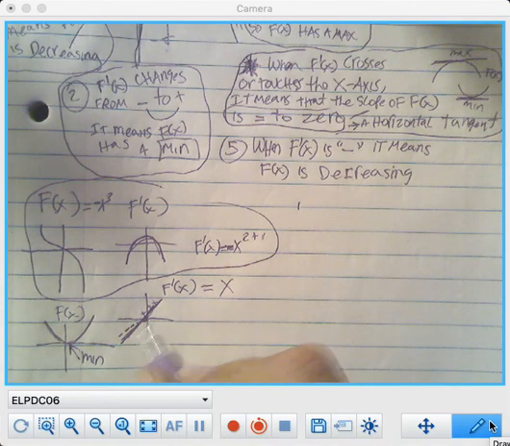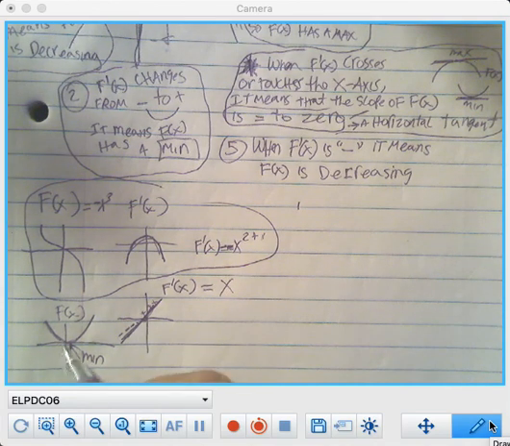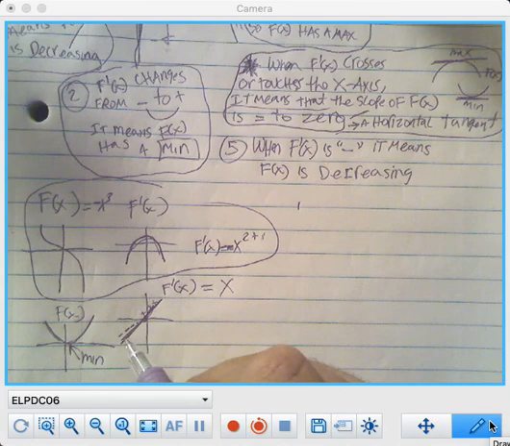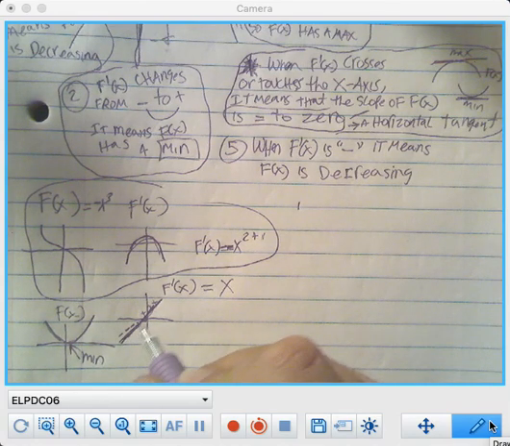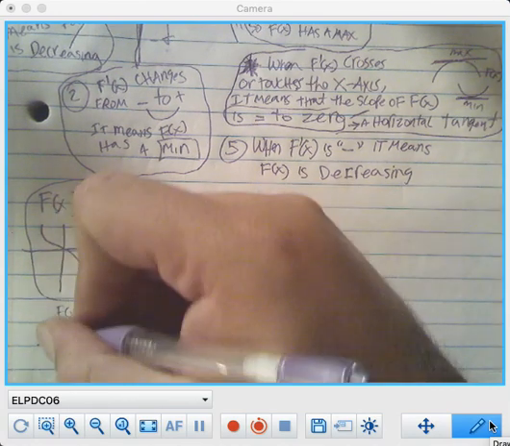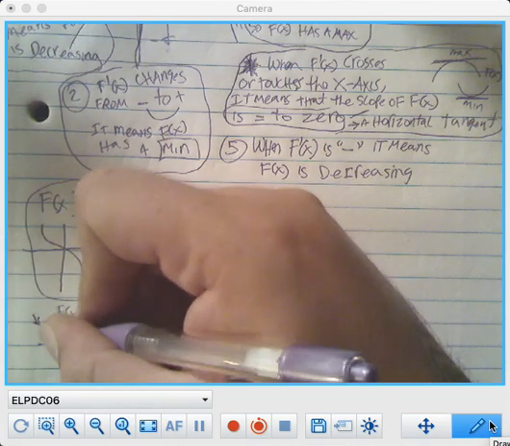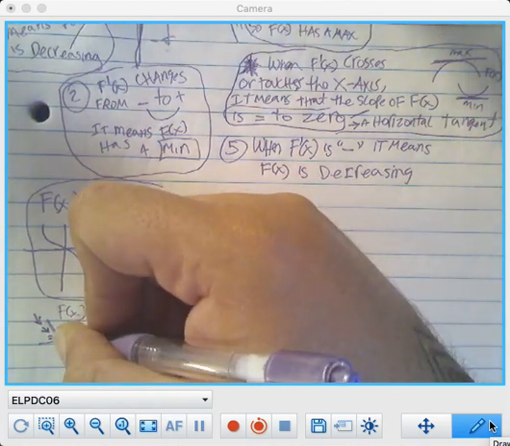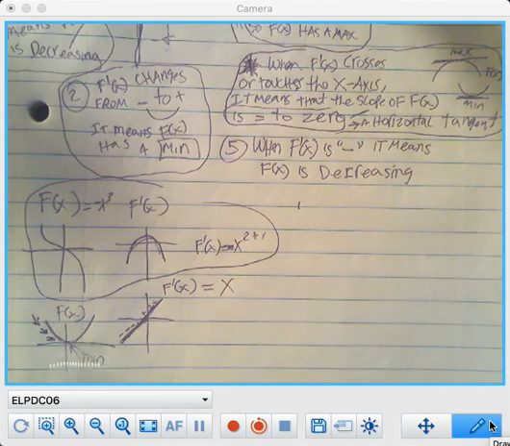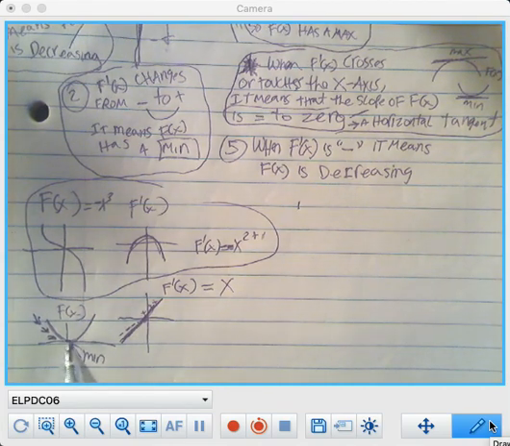Okay, so when the derivative changes from negative to positive, you have a min. Again, the derivative is negative, that means that your function is decreasing. You see how your function is coming down? The function is decreasing, the function has a min.